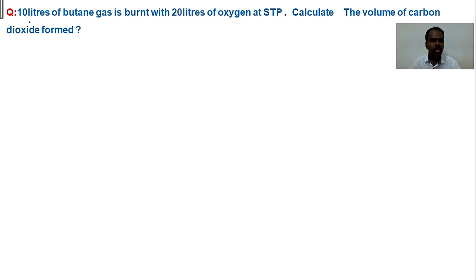This is the question. 10 liters of butane gas is burnt with 20 liters of O2. We calculate the volume of carbon dioxide produced. We need to find the volume of carbon dioxide formed at STP. So first write the butane.